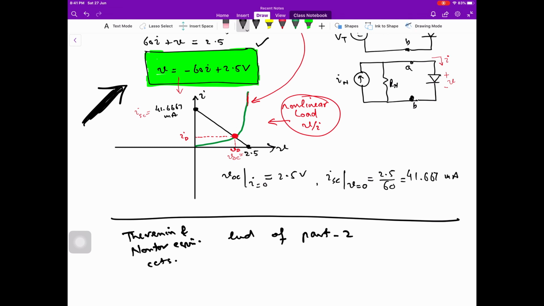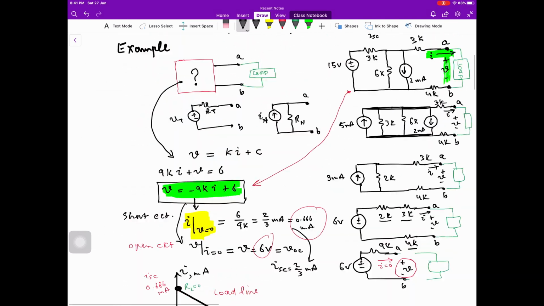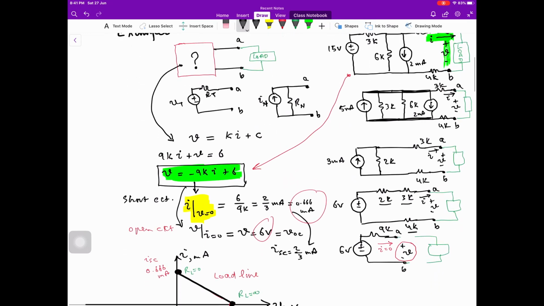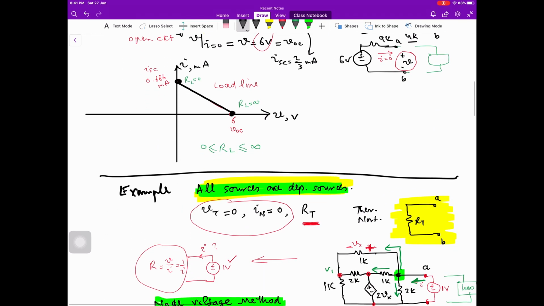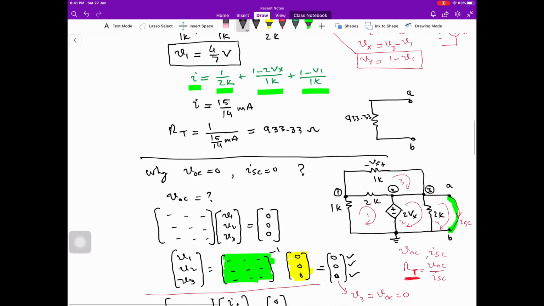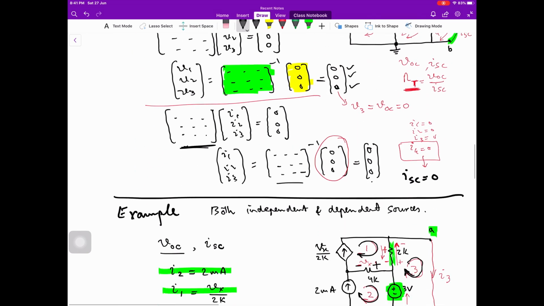Okay, thank you for your patience, and I strictly advise you, while listening to this lecture, to take a pause when I complete one example, so that you can verify loop equations and node equations, and calculate by yourself the open circuit voltage and the short circuit current, so that you can have hands-on experience.